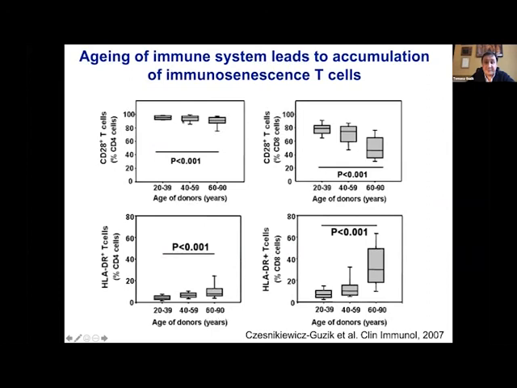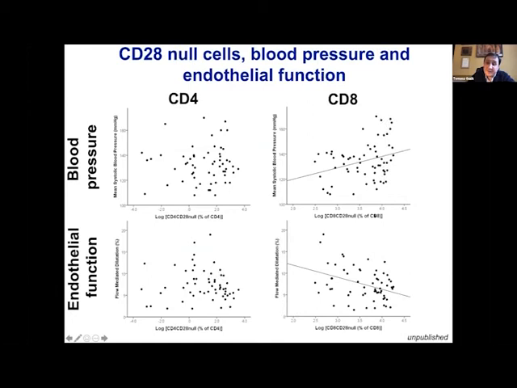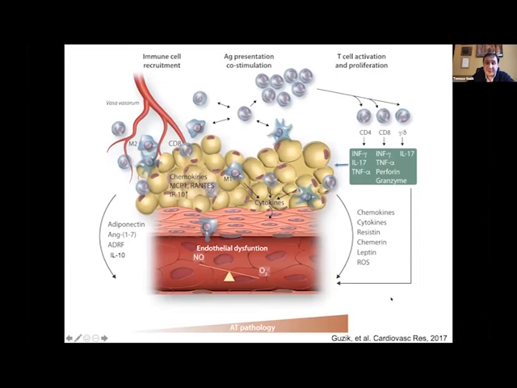We can see that their numbers are very significantly associated with age. The differences are so strong that in this study, we could actually define the age of the patient based on CD28 null T cells. Moreover, these cells are correlated with blood pressure and negatively correlated with endothelial function.